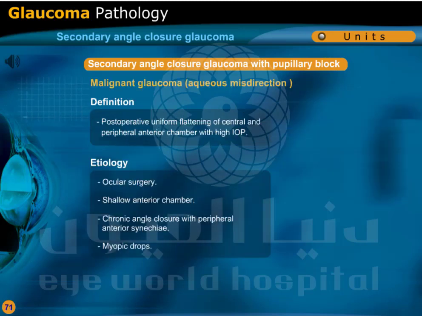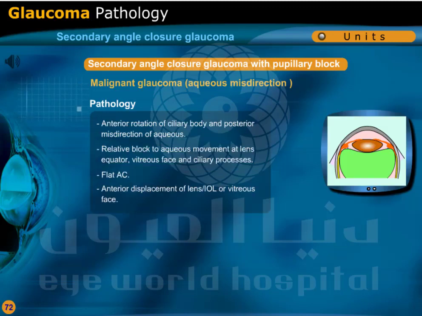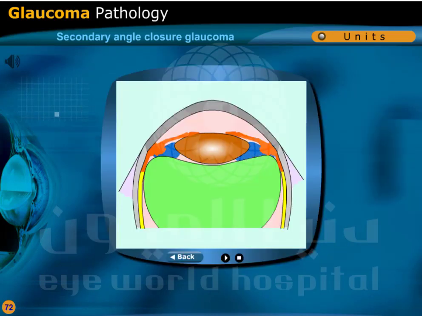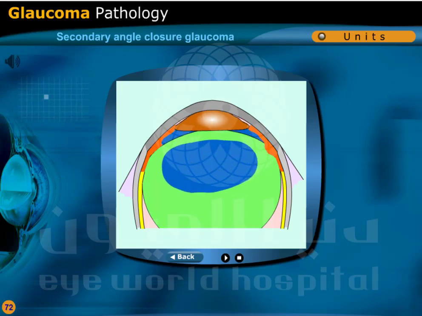Malignant glaucoma, aqueous misdirection: postoperative uniform flattening of central and peripheral anterior chamber with high intraocular pressure. This is caused by ocular surgery, shallow anterior chamber, chronic angle closure with peripheral anterior synechiae, and miotic drops. In malignant glaucoma, the following take place: anterior rotation of ciliary body and posterior misdirection of aqueous, relative block to aqueous movement at lens equator, vitreous face, and ciliary processes, flat anterior chamber, anterior displacement of lens, IOL or vitreous face.